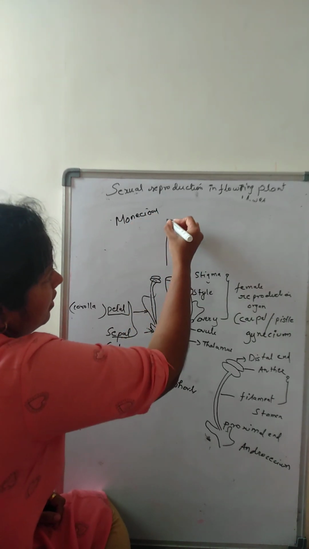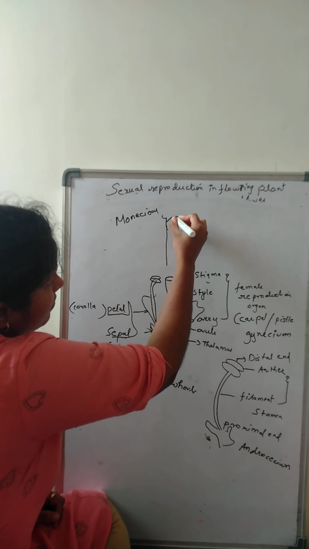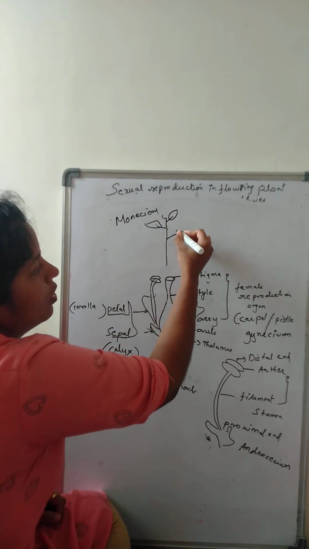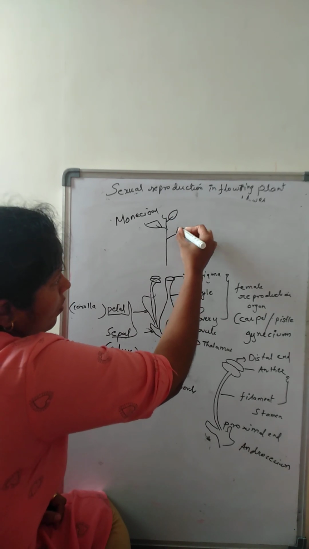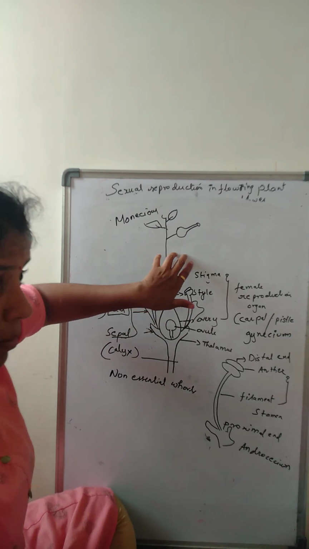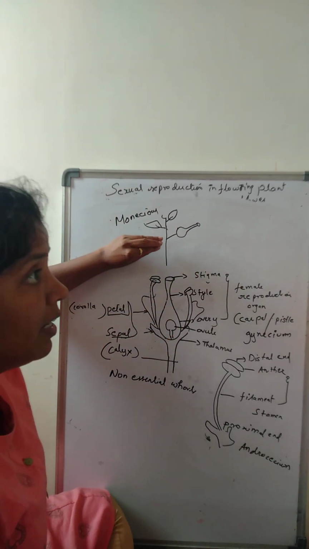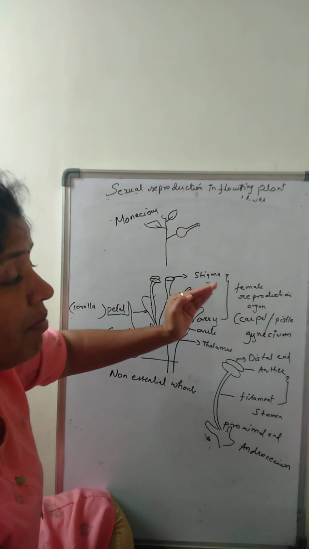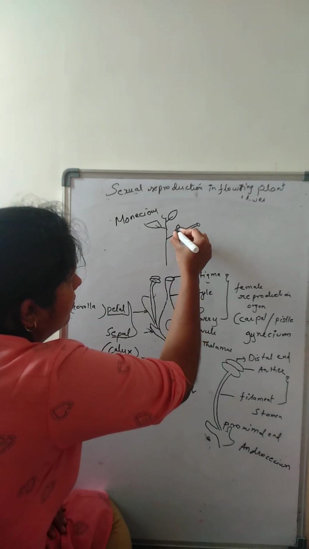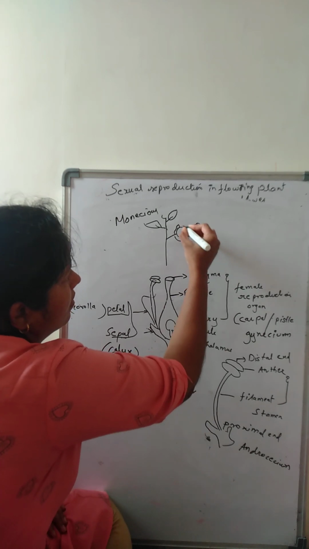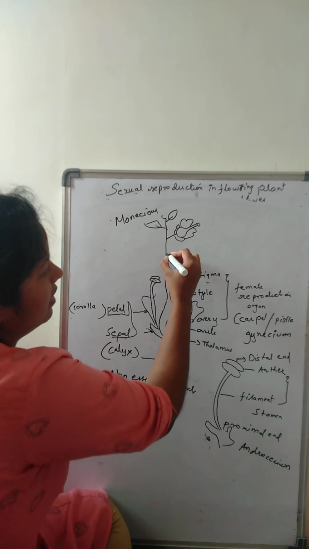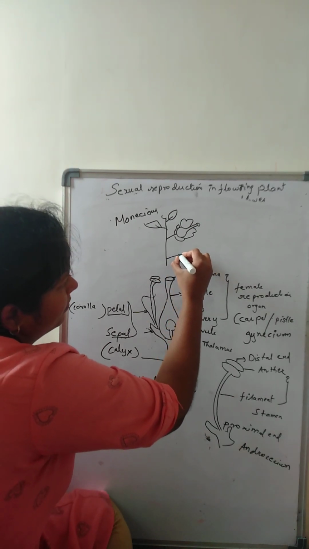Suppose this is the plant. This is the plant, right? Here, in the same plant, the male flower will be separate and the female flower will be separate. Okay? Understand?